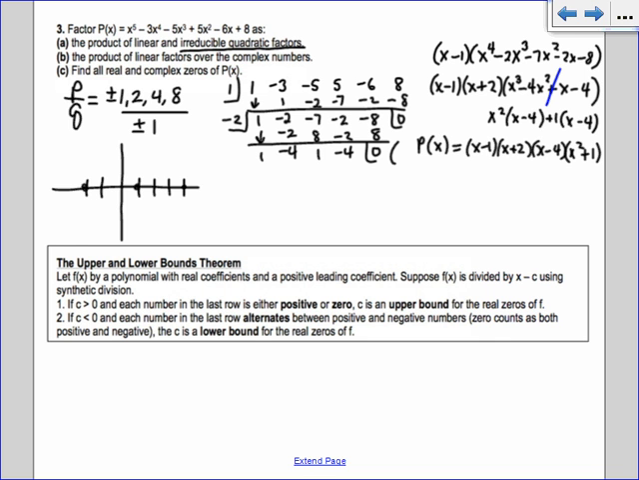This is part A. This is what we call the product of irreducible and linear, so linear and irreducible quadratic factors. Okay, linear means x to the first. We have 3 things that are x to the first, right? We have x minus 1, we have x plus 2, we have x minus 4. If I said y equals for each of those, see how they'd be lines? That's why we call them linear. Okay, but what about the x squared plus 1?